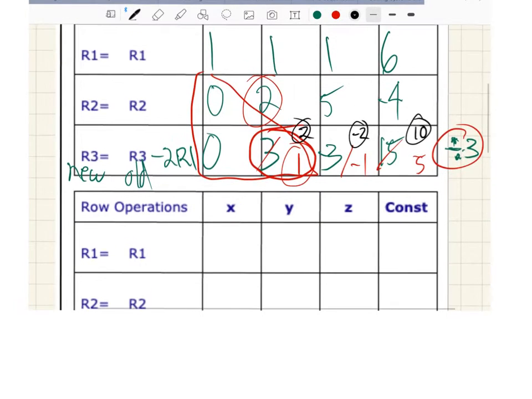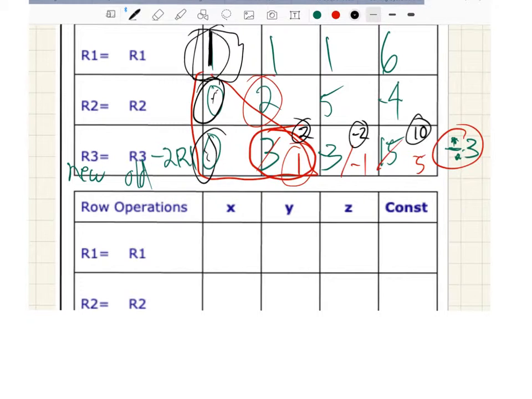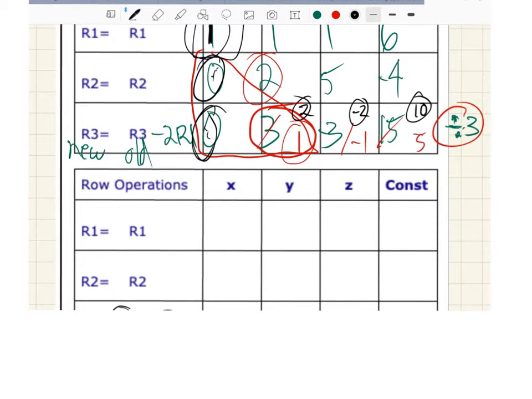I never want to reintroduce. Once I've got zeros here and here, I never reintroduce the first row because I'd be reintroducing a 1 to keep these 2 zeros here. So I cannot reintroduce row 1 anymore as soon as I get 2 zeros there.